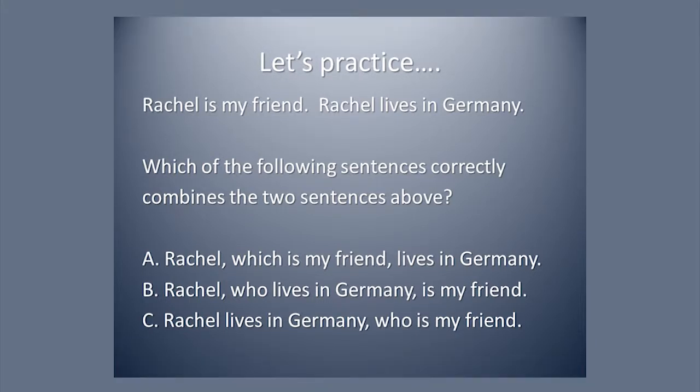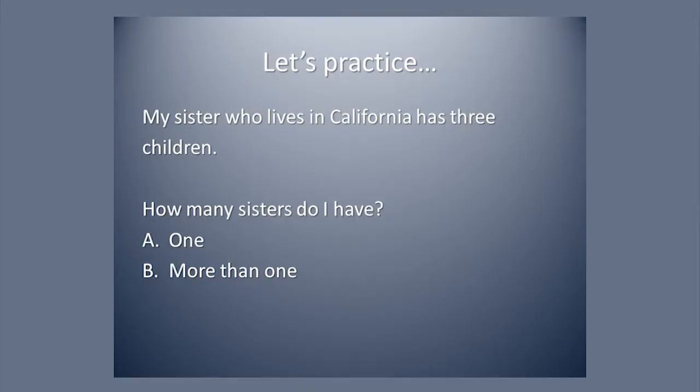The correct answer is B. A is incorrect because you don't use which when using an adjective clause to describe a person. C is incorrect because the placement of the adjective clause, who is my friend, is modifying Germany, which doesn't make sense. Okay, let's do another practice. Pause the video while you read the question and choose the correct answer.